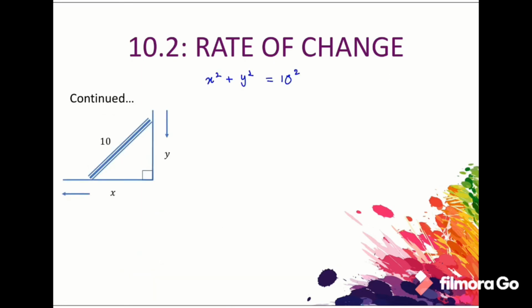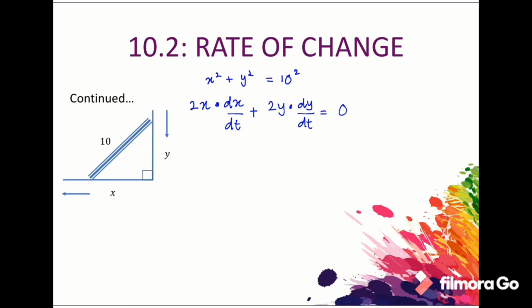Now from the Pythagoras theorem, we can differentiate x and y with respect to t. So first, let's differentiate x with respect to t. We get 2x times dx/dt. And then differentiate y with respect to t, we get 2y dy/dt, and then differentiate 100, we get 0 because it's a constant.